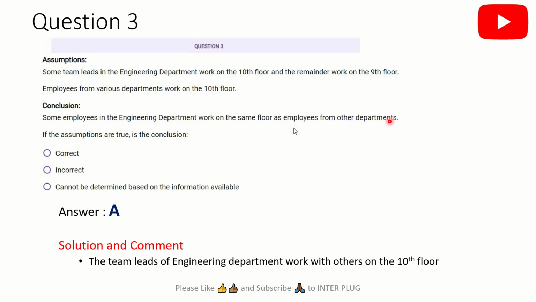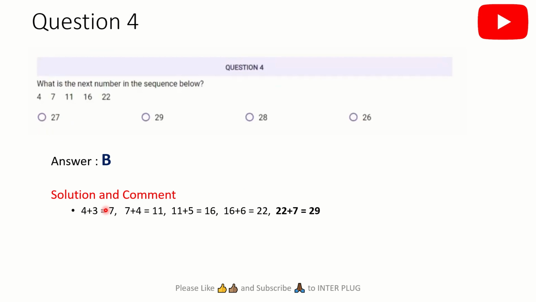That's definitely true because we know that team leads in the engineering department work on the 10th floor and the rest of them work on the 9th. And then in the second statement, we say some other employees also work on the 10th floor, right? It means that we have employees in the engineering department who are working on the 10th floor together with other employees. Okay, so that's very, very correct. The answer is A.